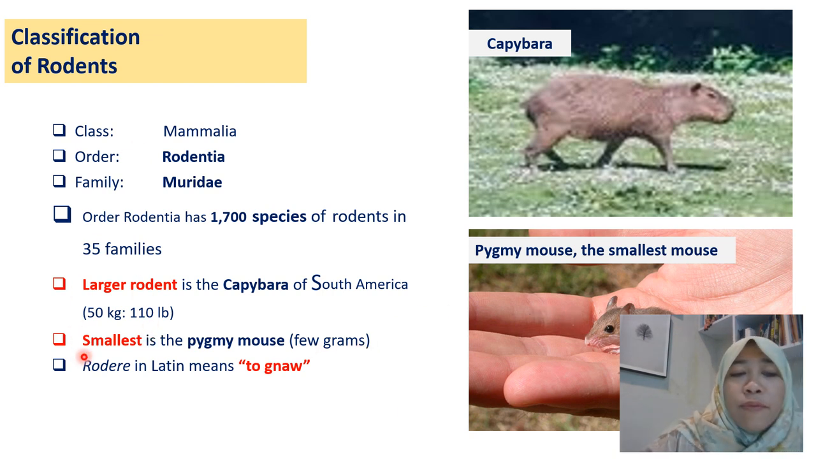Rodent comes from the Latin rodere. Rodere means to gnaw. As I told you before, the teeth of the mouse grow every day, so they need to gnaw everything to make the ideal size of those teeth.